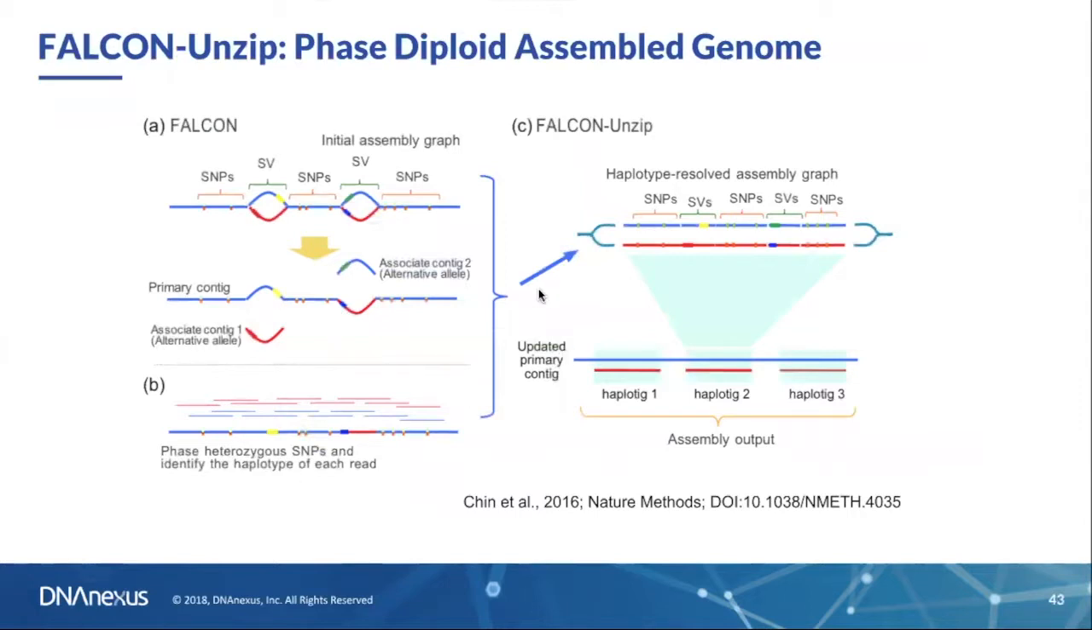Roughly, FALCON-Unzip can take data from your FALCON run and figure out the part that each read contributes to the final assembly. After that, it can provide you the primary contigs, which represent your haploid genome. And then in the regions that have sufficient information to separate out the haplotypes, you're going to get the haplotig contigs as well.